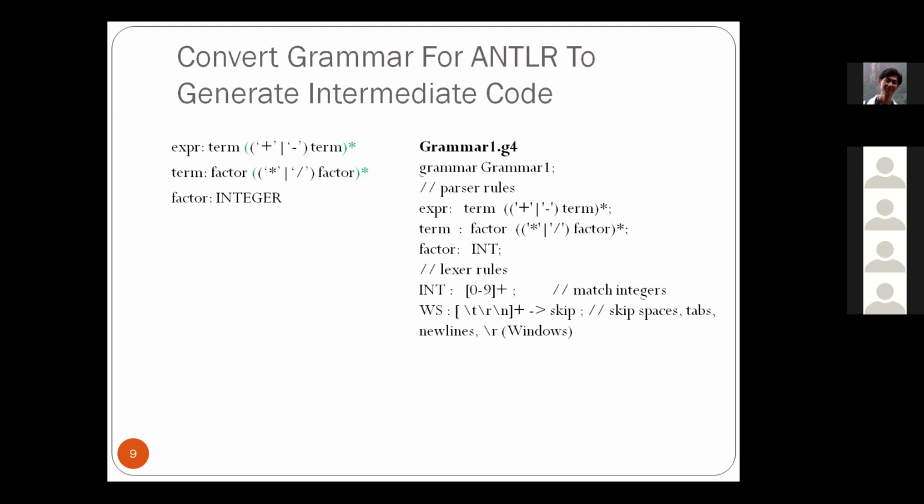This is the grammar code itself. You can see that inside the parser rules, it is almost a copy and paste of the rules into the parser rules for the grammar to be accepted by ANTLR, along with some lesser rules. Int is the integer from 0 to 9. The WS rule is actually to ensure that the program will skip any space, tab, or new lines.